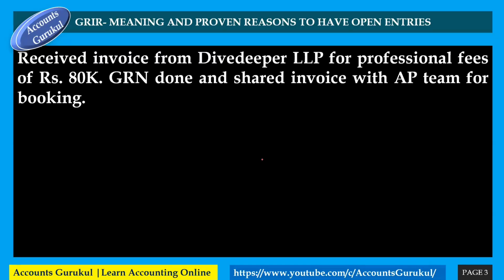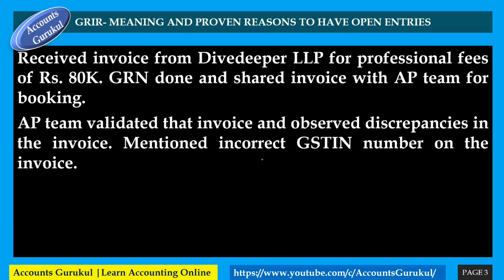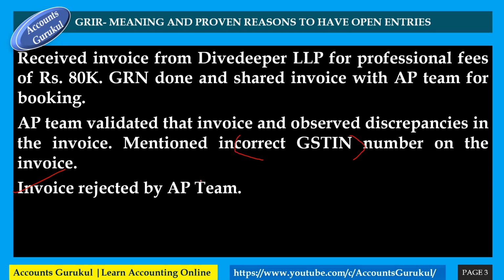Here is one example as well. Received invoice from Diudifor LLP for professional fees of rupees 80K. GRN done and shared invoice with AP team for booking. AP team validated that invoice and observed discrepancies in the invoice, mentioned incorrect GSTN number on the invoice. Invoice rejected by AP team. So in that scenario, when the invoice is rejected by the AP team, till the time they have the correct GSTN number on the invoice, they are not going to process that invoice. So till then your GRIR is going to be open in the system. This is one of the scenarios for that.